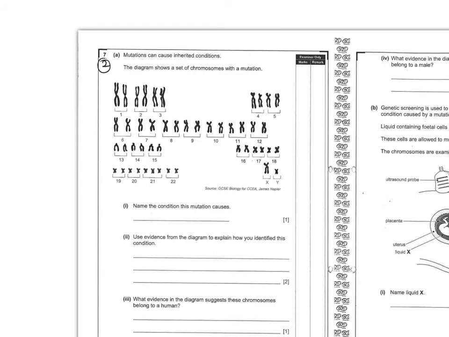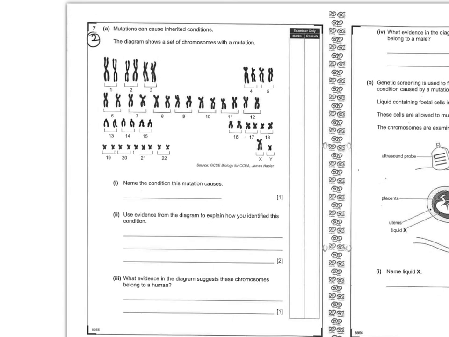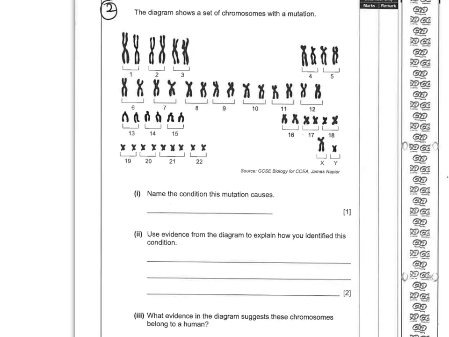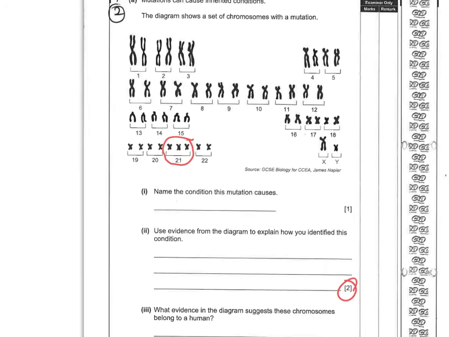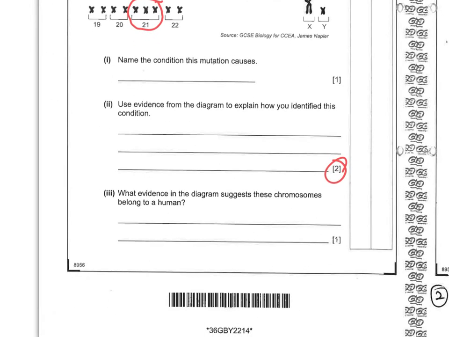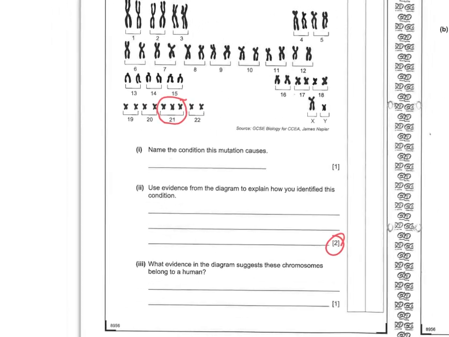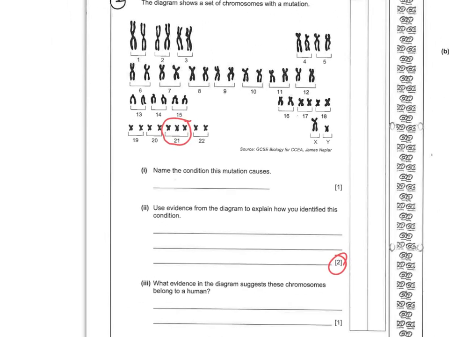Okay, question 2, mutations. What condition have we got there, Lois? Down syndrome. So obviously we've got 3 21st chromosomes. So that's the evidence that there's an extra chromosome. Well, really there's 2 marks there: the fact there's an extra chromosome and it's chromosome 21. And what evidence suggests these chromosomes belong to a human? You've never been asked that before. How do you know they're a human? Well, what are you looking for?